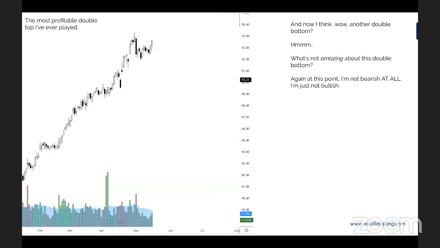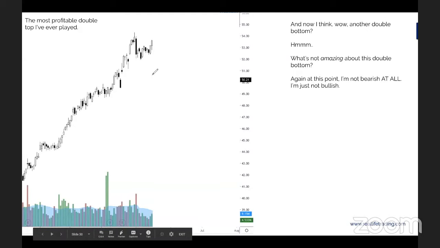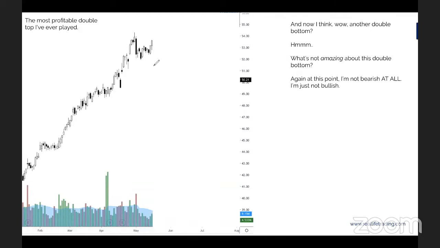So at this point, I'm not bearish at all. At all. But I'm not bullish. All right, I have no bearish positions at all. But I'm not getting in bullish either. So I'm waiting. Is this a double bottom? Yes, it is. There's one thing, however, that you might have noticed about the previous double bottoms. And that is this double bottom came in after one day of selling.